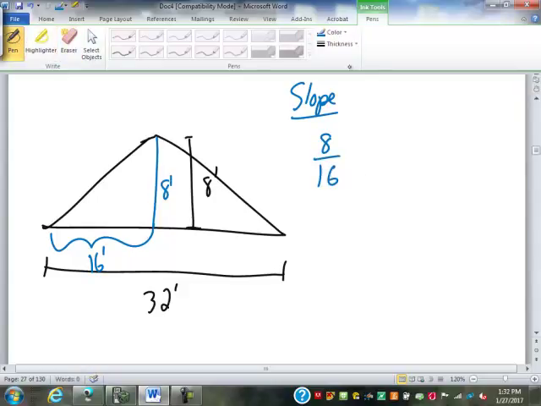But remember, I want slope to be expressed as over what? 12. Roof slope's always over 12. You're thinking grade is over 100. So 8 times 12 divided by 16 is 6. That's a 6/12 slope.